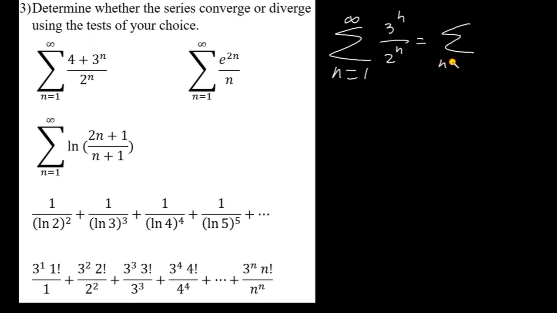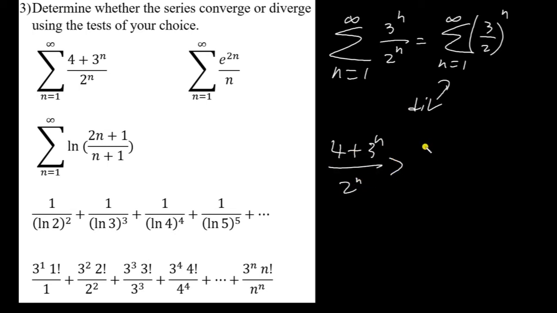So I can say that's (3/2) to the n, and this should look very similar to a divergent geometric series because the common ratio inside is greater than 1. So I can say, alright, this diverges by the geometric series test. So all I need to do now is prove that (4 plus 3 to the n) over 2 to the n is greater than 3 to the n over 2 to the n. And it's greater than because this series diverged. If it was convergent, then we'd be proving that this is less than this. But since this is divergent, we want to prove that it's greater.